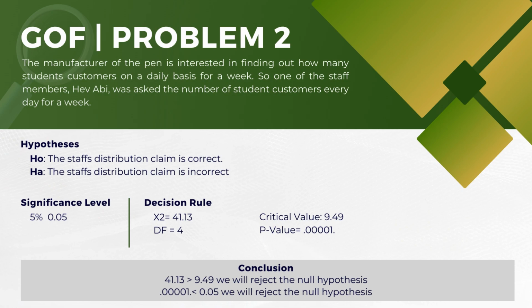Now, let's talk about our conclusion. We can conclude that our chi-square is greater than our critical value and our significance level is greater than our p-value. Now, we will reject the null hypothesis. This means the staff distribution claim doesn't fit the given distribution. It means it is incorrect.